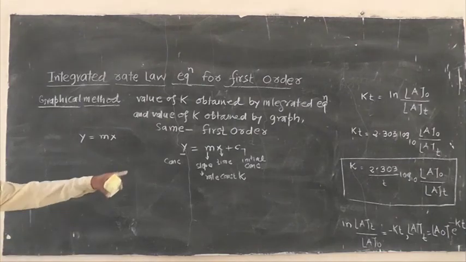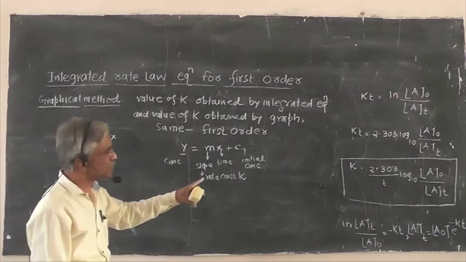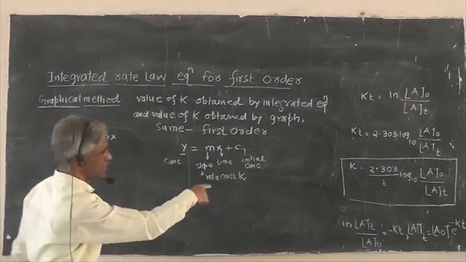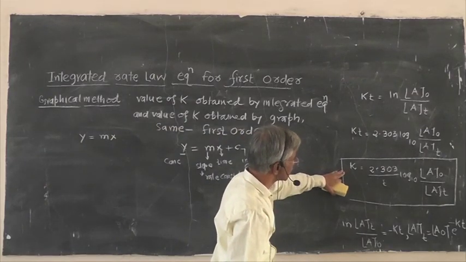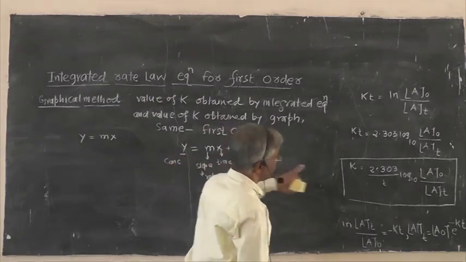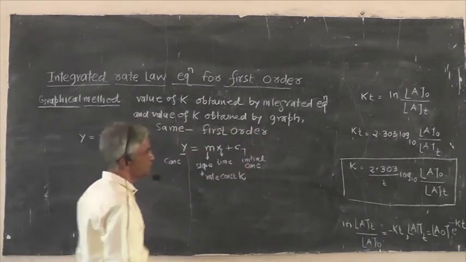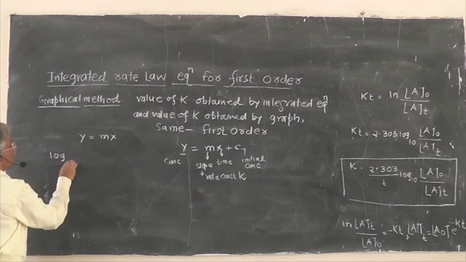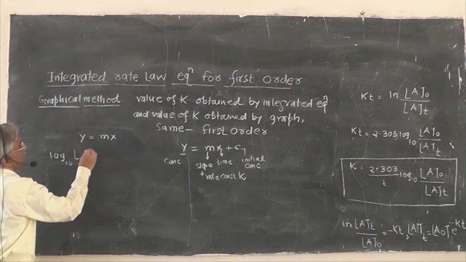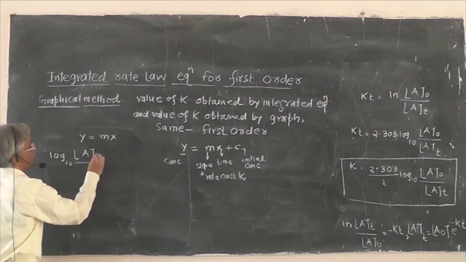Now let us convert that equation first into the form y equal to mx plus c. This equation we will first convert into y equal to mx in a simple way. So the first function there I can write here: log to the base 10 of a0 upon a.